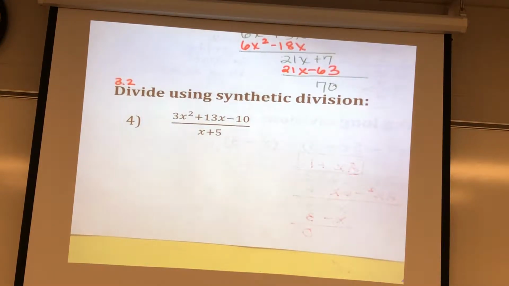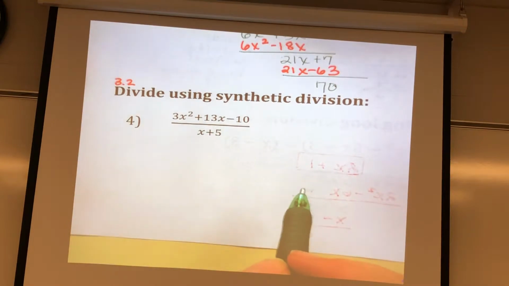Still section 3.2. Now I'm going to show you how to do synthetic division. Last time we did long division: divide, multiply, subtract, bring down. This is a completely different method of division, which you might find you like a little bit better. So we're going to start by finding what makes our denominator 0 here.